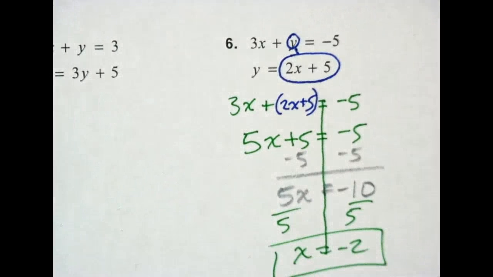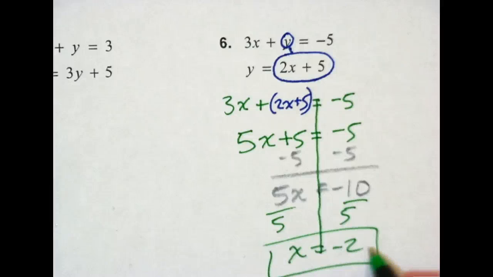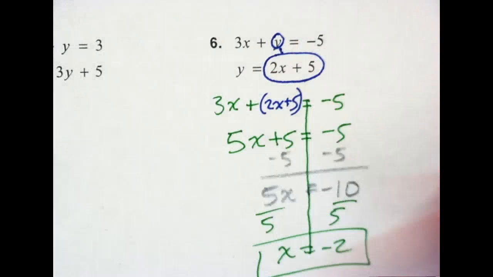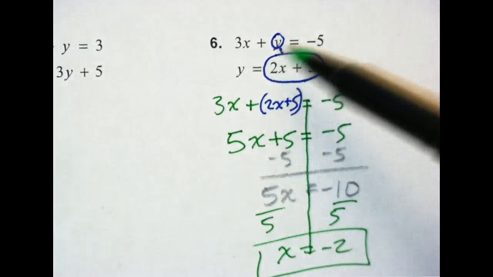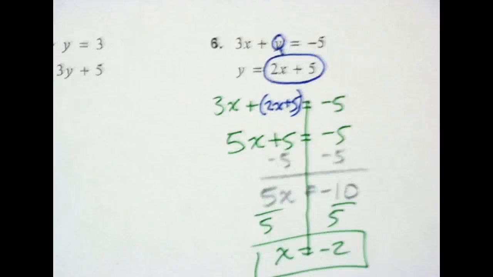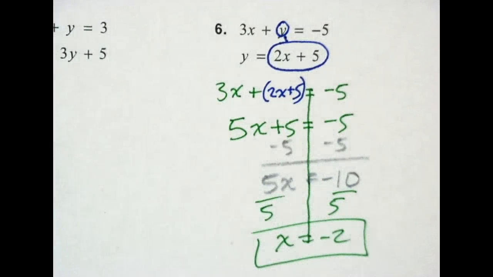Good. If x equals negative 2, the next step is to substitute that into one of these equations to find y. Now, which one's the easier one to substitute x in to find y? Go ahead and tell your neighbor which one and why. Why you say the second one? Why? All right, which one? First or second?